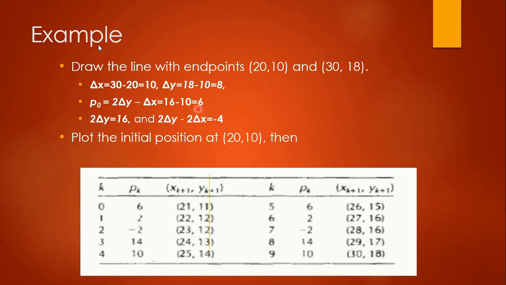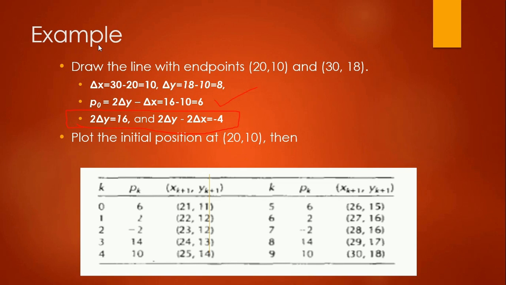After this, for the later calculations we need one more formula, that is 2 delta y minus 2 delta x. 2 delta y is 2 into 8, that is 16, and 2 delta y minus 2 delta x is 16 minus 2 into 10, which gives minus 4. So this part is for the later calculations in your problem, but first the initial decision parameter is p naught.